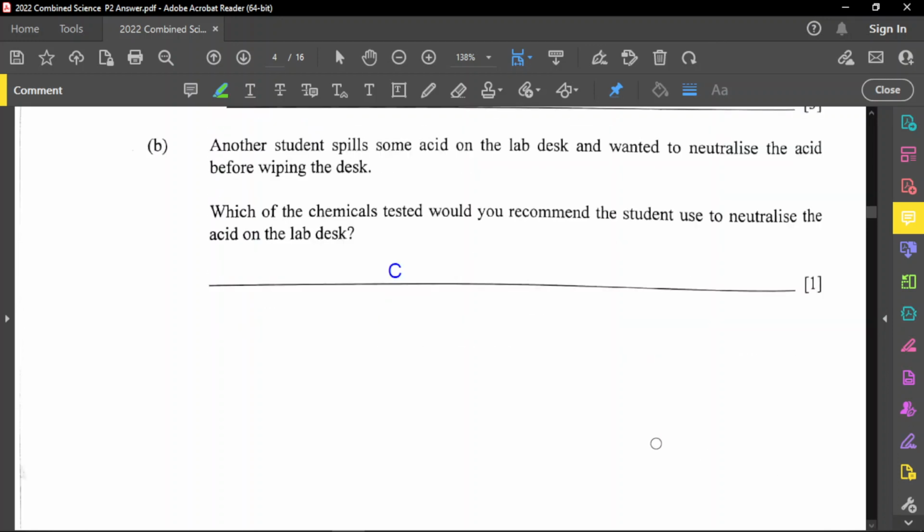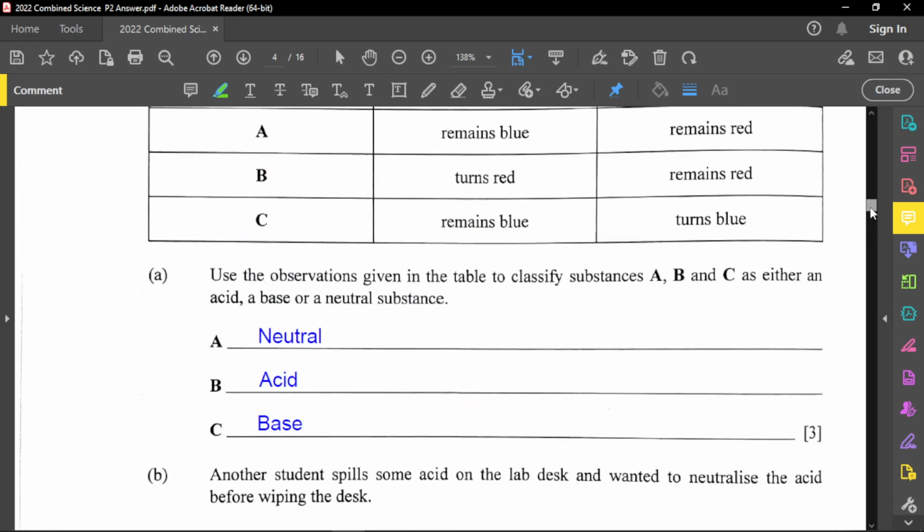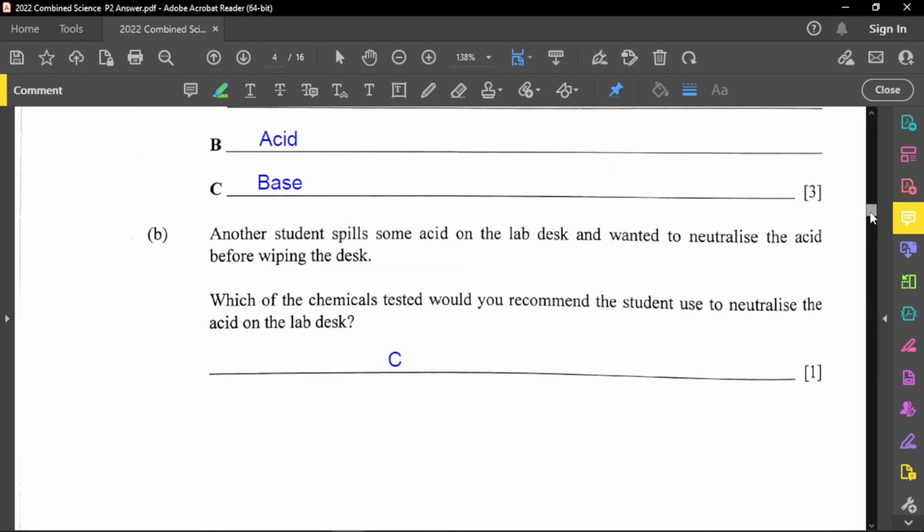All right, for part B, another student spills some acid on the lab desk and wants to neutralize the acid before wiping the desk. Which of the chemicals tested could you recommend the student to use to neutralize the acid on the desk? If it's an acid, what neutralizes acid is a base. So you look at C, which will be the substance. The base will be used to do that.